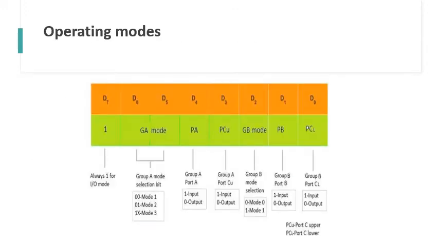The figure shows the control word format in input-output mode. This mode is selected by making D7 equal to 1, where the D0 bit is meant for port C lower and the D3 bit is meant for port C upper. Bit D1 is meant for port B, the 8 pins of port B, and bit D4 is meant for port A.